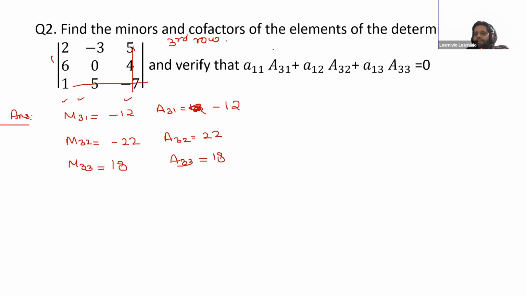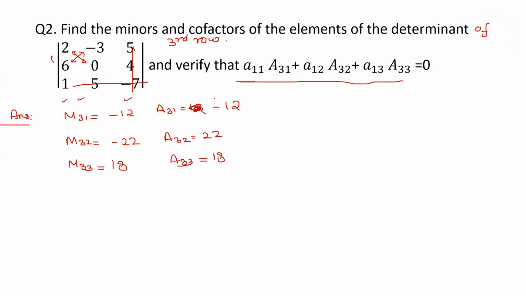Atif, Abdur, Saf, Mazia, please confirm if you are getting the same answer for the cofactors. And Shravya, please prove this one. Yes. Sir, M33 will be minus 18, right? No, this is plus 18. You will cross multiply these two. Okay, sir, I got it. Okay, Mazia, very good. Abdur and Saf, please confirm if you are getting the same answer.